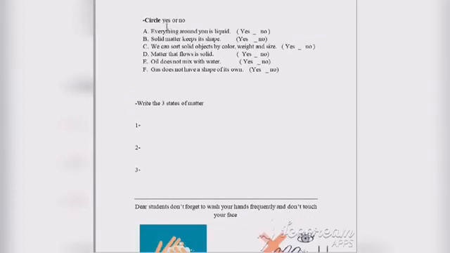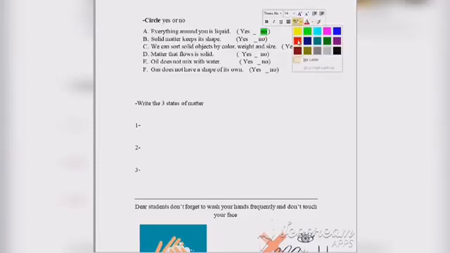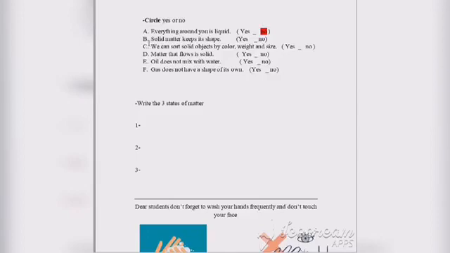Circle yes or no. We will circle them, okay? A, everything around you is liquid. Is it? No, not everything around us is liquid. That's wrong, no. Solid matter keeps its shape. Do solids keep their shape? Yes, that's correct. Solids keep their shape.